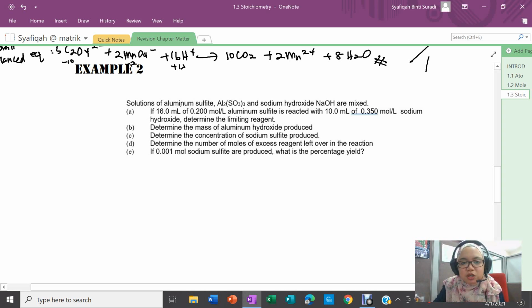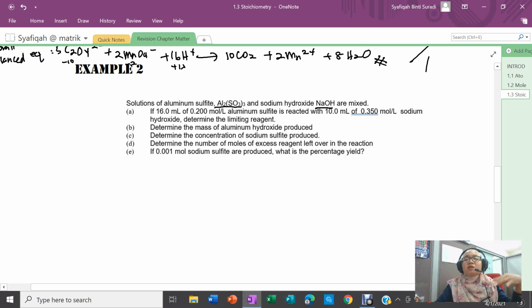Dia kata, solution of aluminium sulfide and sodium hydroxide are mixed. Okay, if 16 ml of 0.2 molar aluminium sulfide is reacted with 10 ml of 0.35 molar sodium hydroxide, determine the limiting reactant. Okay, so first step.